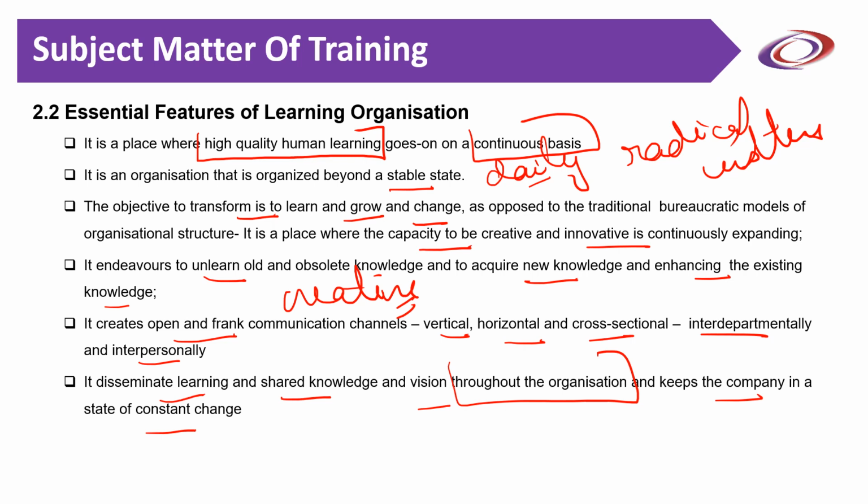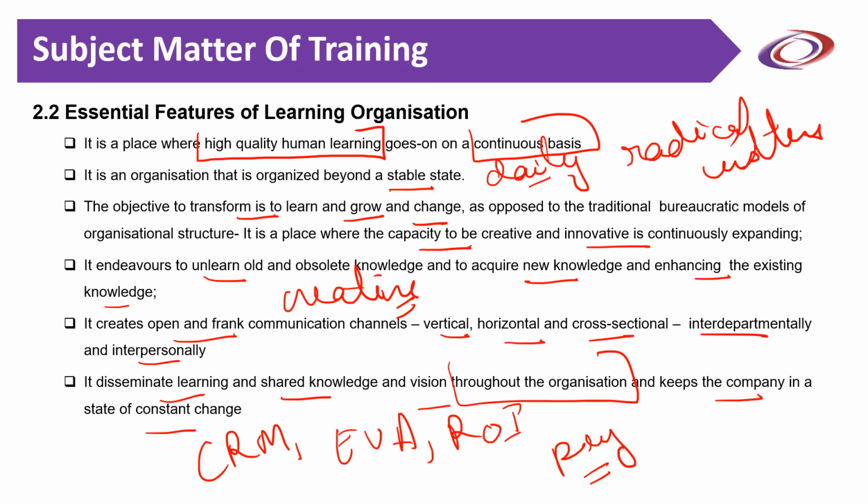It also helps to disseminate learning and shared knowledge and vision throughout the organization. It keeps the company in a state of constant change, that is, moving ahead with the change of times. So organizational excellence can be achieved through the holistic well-being of the employees, because people are the key factors that are going to decide whether or not the organization will be a success.